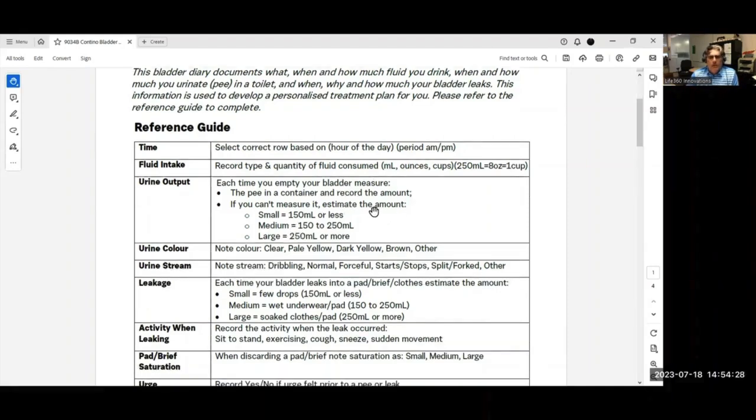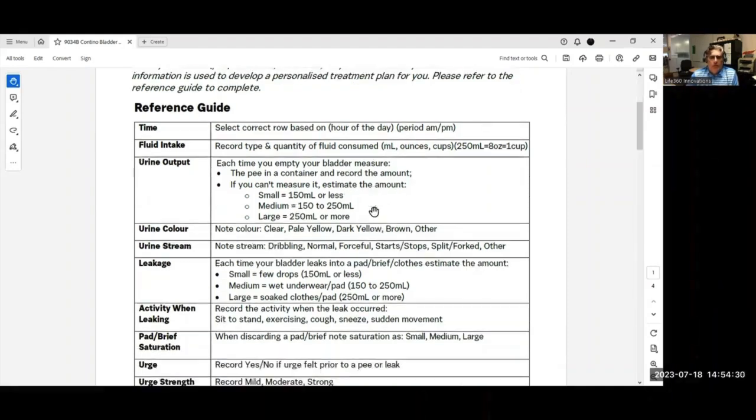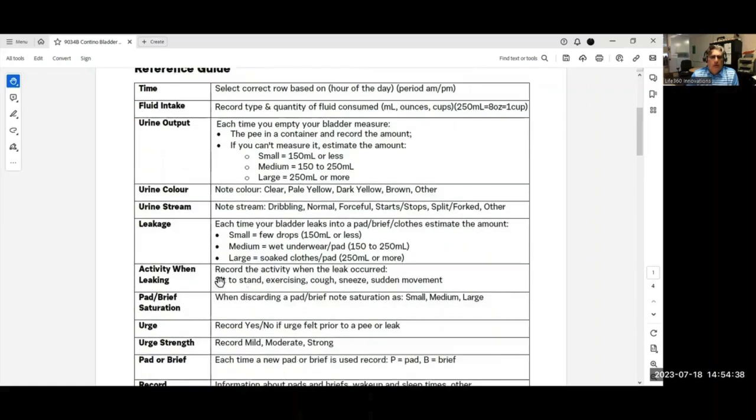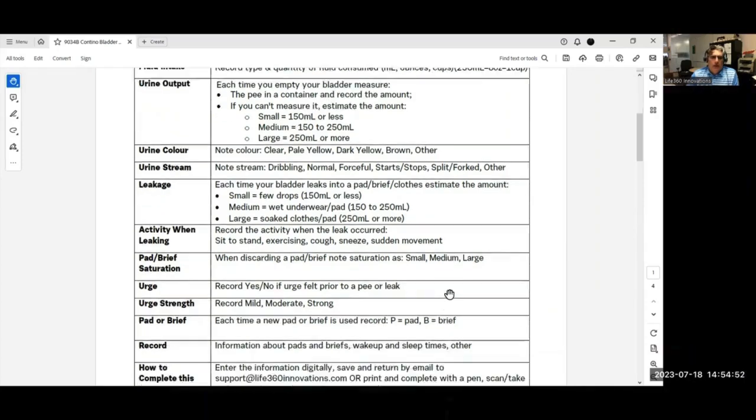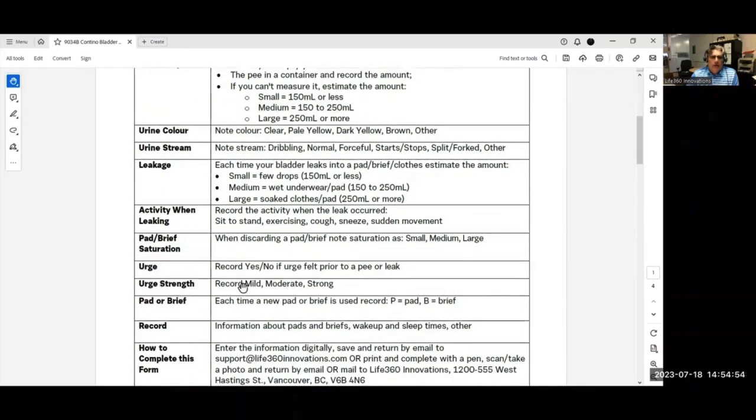We've got some definitions there of small, medium, and large. When we talk about urine color, urine stream, and the amount of leakage, it's the same: small, medium, large. For activity, try to be as descriptive as you can. Pad or brief saturation is also helpful. Record whether you felt the urge reflex when you needed to go to the washroom, or before you actually had a leak. And for urge strength, record mild, moderate, or strong.